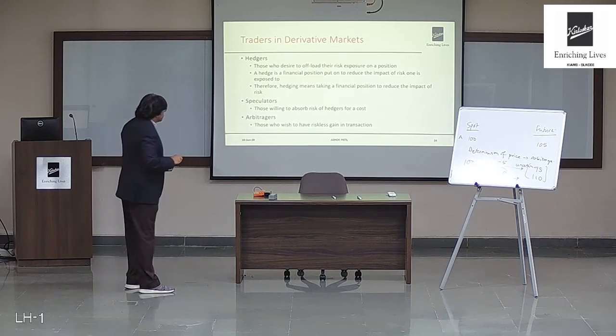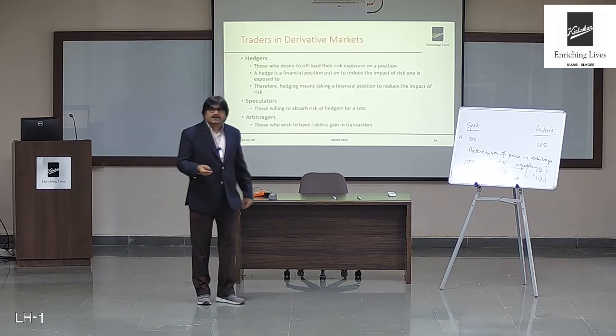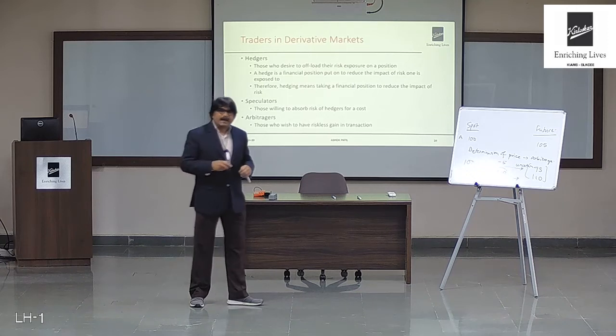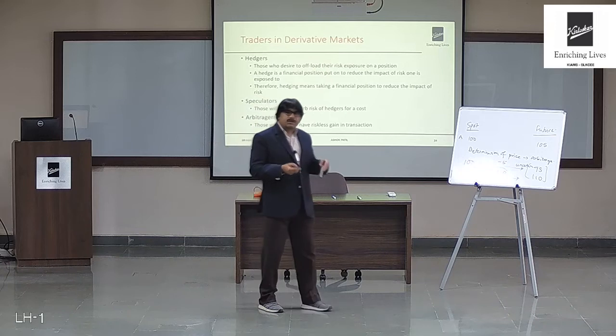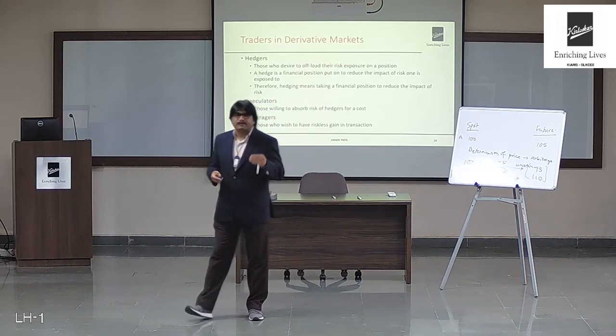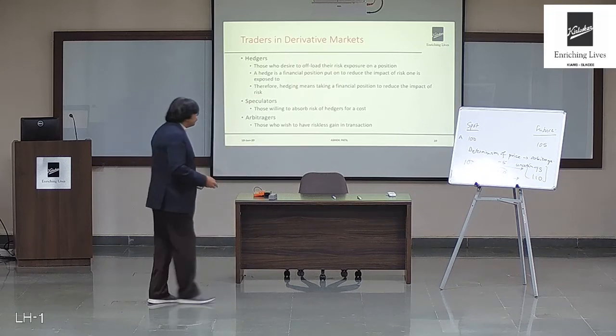The last one is the arbitrageurs. Now, arbitrageurs are like opportunists. They look at the comparison between two markets and take positions accordingly to make a benefit. So, buy from the market where the prices are low and sell in the market where the prices are high.